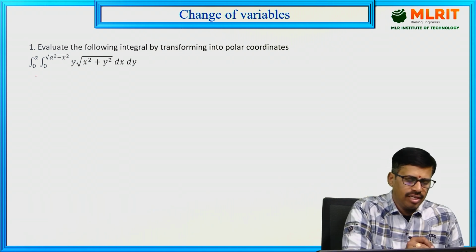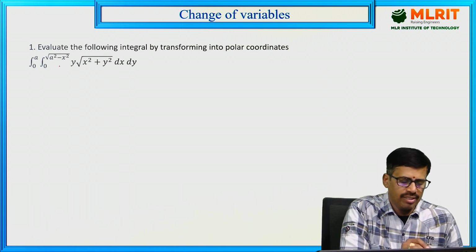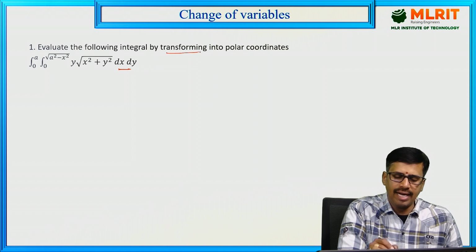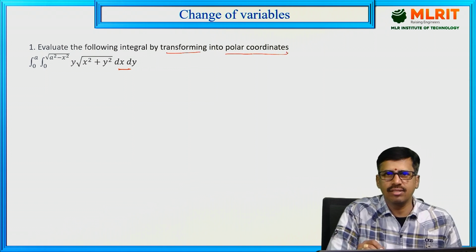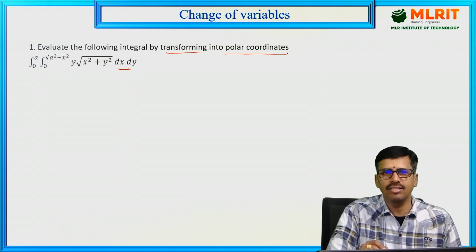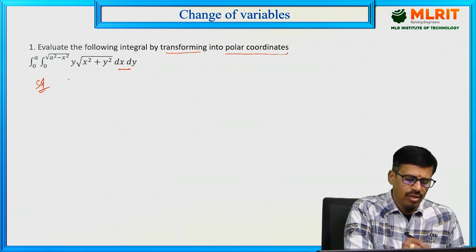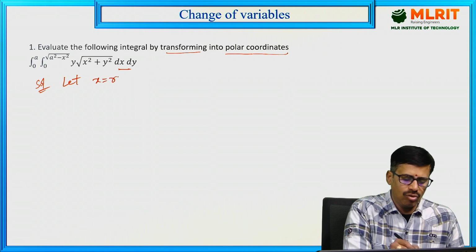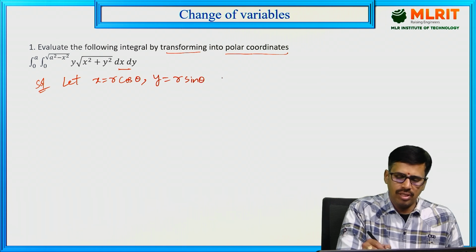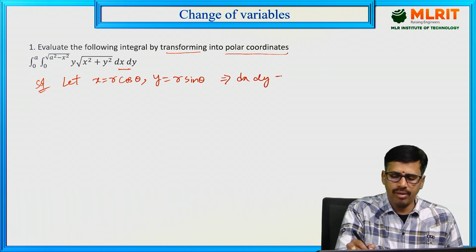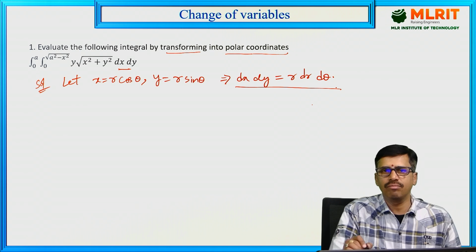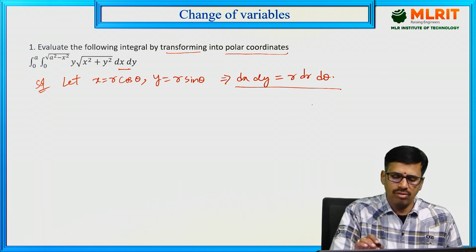Evaluate the integral from 0 to a, 0 to under root of a square minus x square, y into under root of x square plus y square dx dy, by transforming into polar coordinates. The given double integral is in Cartesian coordinates. We have to transform into polar coordinates and then evaluate this. Let us take x is equal to r cos theta and y is equal to r sin theta. That implies dx dy will become r dr d theta. How this happens is with the help of Jacobian, which is not required as of now.